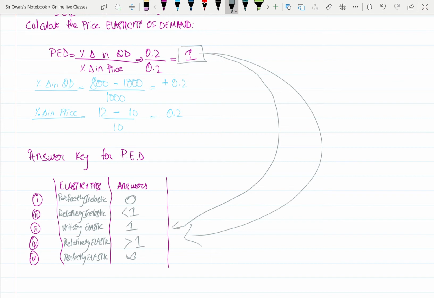If your product is inelastic, that means it is not responding much, and if your product is elastic, that means it is responding. If your product is unitary elastic, it is somewhere in between. I'm going to explain this in a better manner in a while, so just wait.